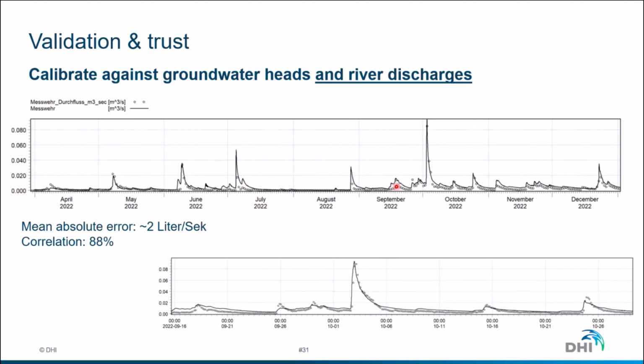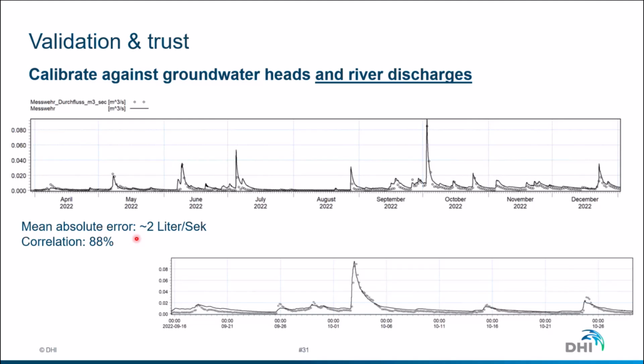In order to ensure that the water balance is really plausible and sophisticated, we calibrated here also for the discharge of the river. You see here the discharge. The dots are the typical representation of measured values in the MikeShe graphical user interface, and the continuous line are the simulated ones. And you can see here that even small discharge events are perfectly captured by the model. We achieved here a mean absolute error of 2 liters per second, which indicates a correlation of roughly 88%.